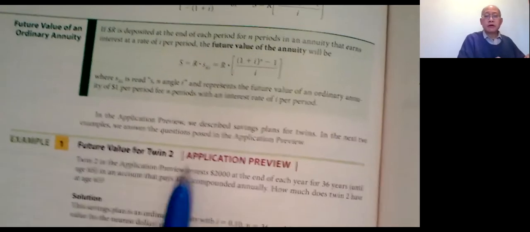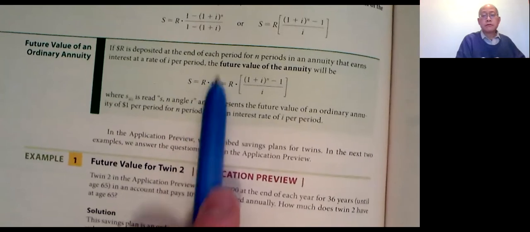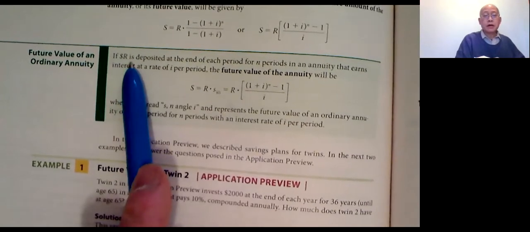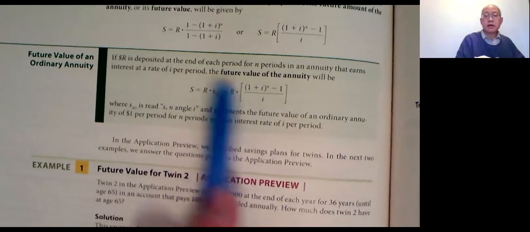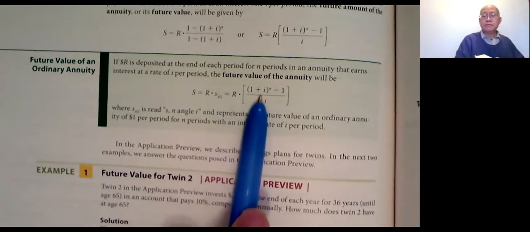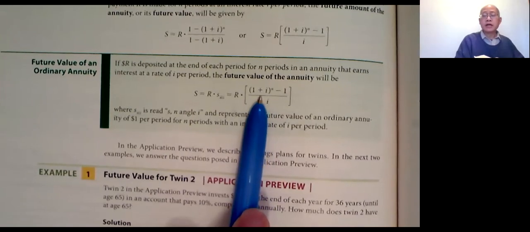Right, so get this formula down, put it on your cheat sheet. S is a future value. R is a periodic payment. Okay, R is deposited each period. 1 plus I to the n minus 1 all over I. This I is the same I as in section 2. It's a periodic interest rate.